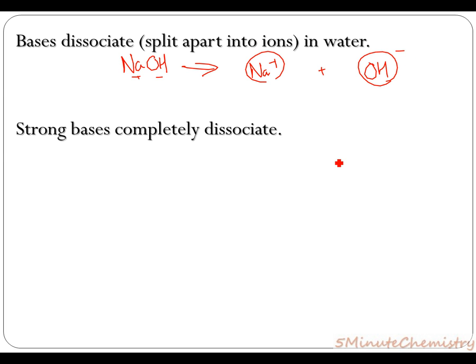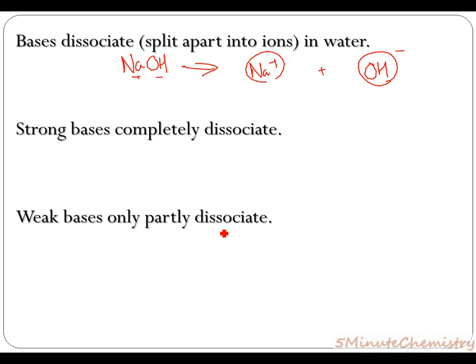Strong bases, just like strong acids, that strength refers to their ability to break apart, to dissociate. So strong bases will completely dissociate, just like we saw before. Sodium hydroxide is a strong base. So as soon as this goes into water, all of the sodiums and all of the hydroxides will split up from each other. Weak bases, again, only partially dissociate.